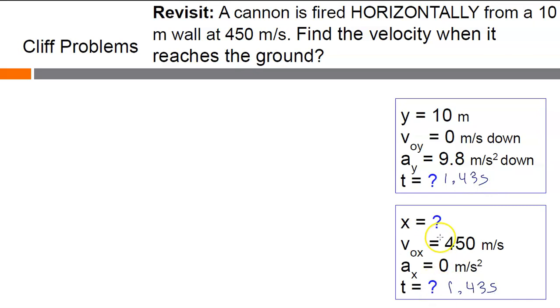Like that. X is not what they're looking for here. They want to know the velocity. They want to know how fast that cannonball is moving when it hits the ground. And there's kind of two parts to that. Let's draw the cannonball. It is moving in the x direction, so this will be the final velocity in the x direction, and it's also moving down.